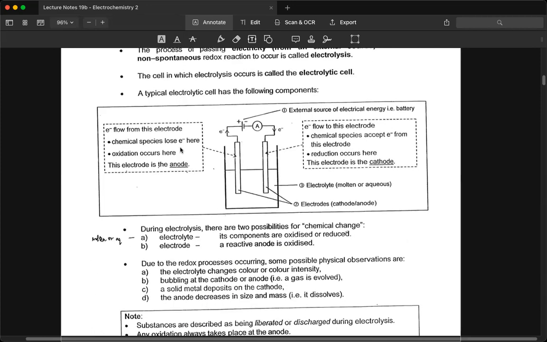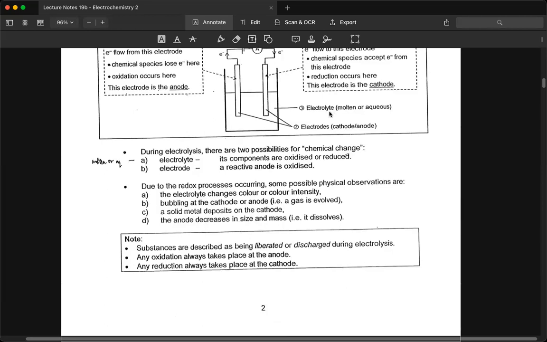So these are the components in a typical electrolytic cell. We have the external source, which is the battery, and we have electron flow from this electrode, which is called the anode. So the chemical species will lose electrons here, and oxidation occurs at the anode, where electrons are transferred from the anode towards the cathode. The cathode accepts the electrons and has reduction occurring there. The electrolyte is in molten or aqueous state.